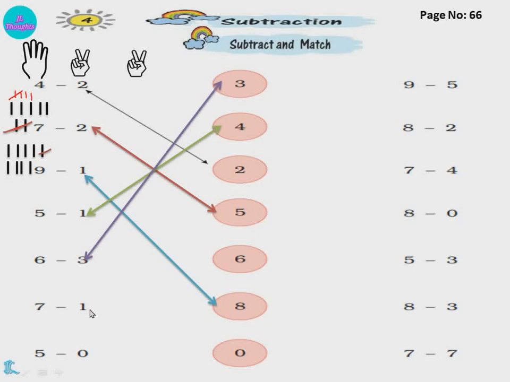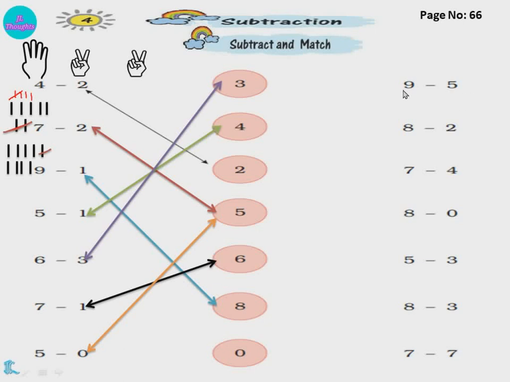7 minus 1. Open 7 fingers, close 1 finger. Then the answer is 6. 5 minus 0. From 5, 0 means you are not removing anything. So answer left with you is 5. Then do this side also children.